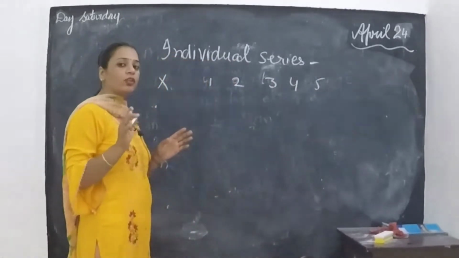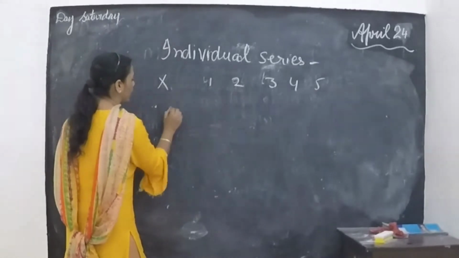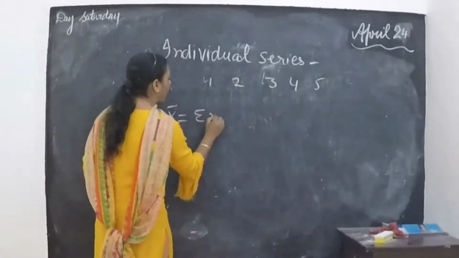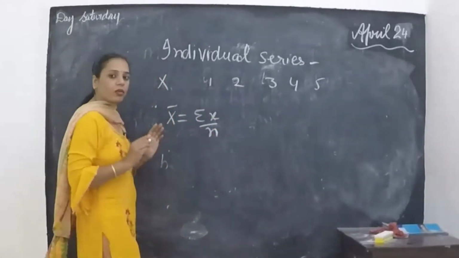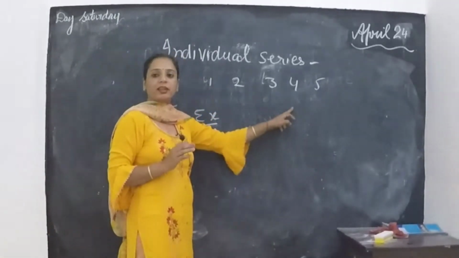So I have given you the formula. What is the formula for calculating mean? X bar is summation x over n. So how will you find the mean? You will add all the items. There are 5 items in the series.